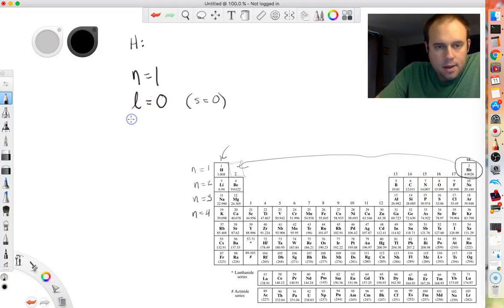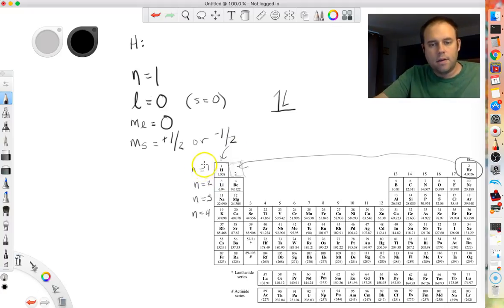for helium. Okay. So M sub L can range from negative L to positive L. Well, that's 0 in that case, because 0 doesn't really have a positive negative range, it's just 0. And then you have M sub S, and M sub S is going to equal, well, it depends. If I look at hydrogen, is my electron spin up? If it is, then M sub S is plus 1/2. If not, then the spin down would be minus 1/2. So it's going to be one of those two depending on what you have present.